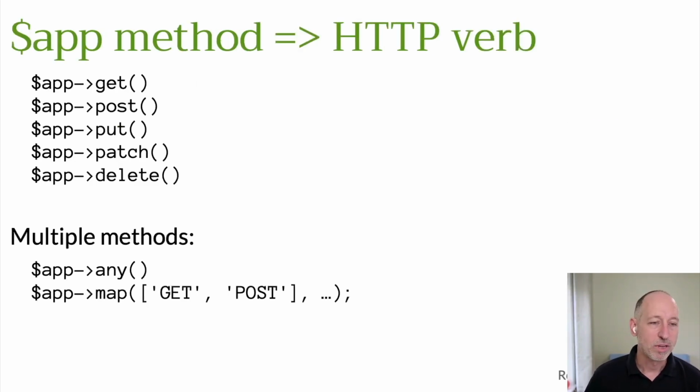We can use get, we can use post, we can use put, we can use patch, we can use delete. It's a straight mapping from the method to the HTTP verb. But if we need a particular endpoint to support more than one method, then we can use any, or we can use map and specify a list, should we wish to do that. That makes life a little bit more complicated though, because now your handler's got a lot more going on inside it, so I would recommend trying to avoid doing that if you possibly can.